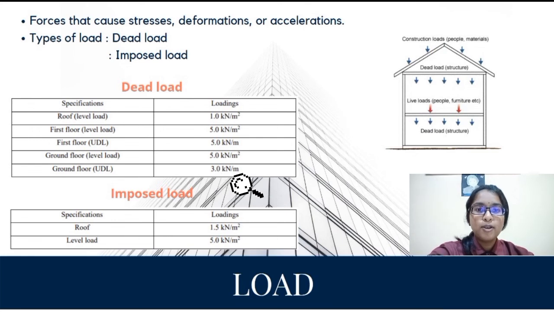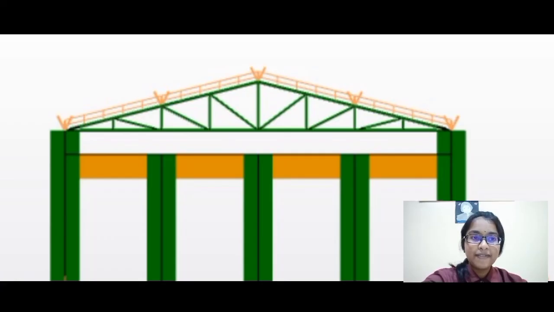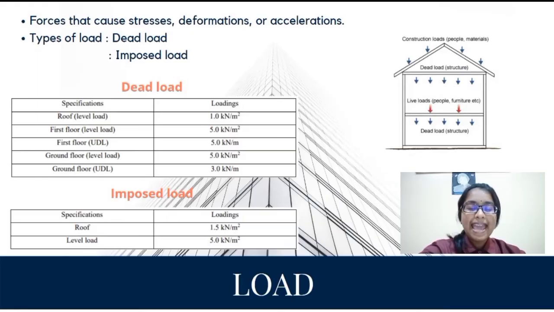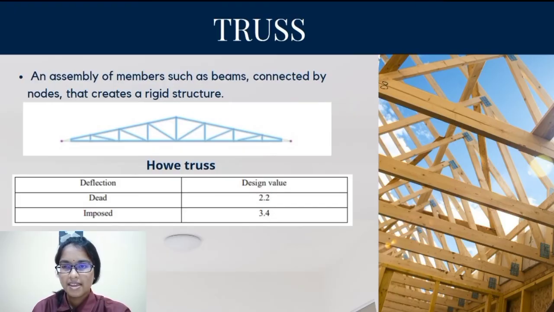Now, for the imposed load, the roof has a loading of 1.5 kN per meter square, and for the level load, it is 5 kN per meter square. Now, I'm going to present the truss. What is a truss? A truss is an assembly of members such as beams connected by knots, thus creating a rigid structure. The truss that is used in the multipurpose hall is the howe truss.